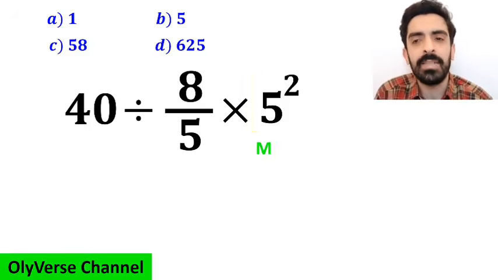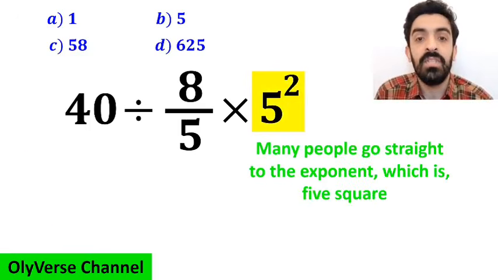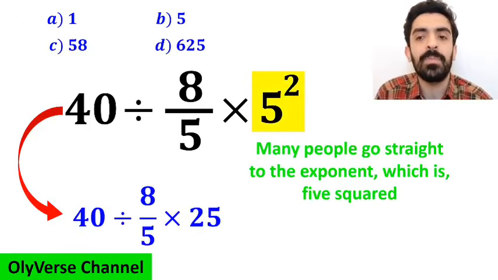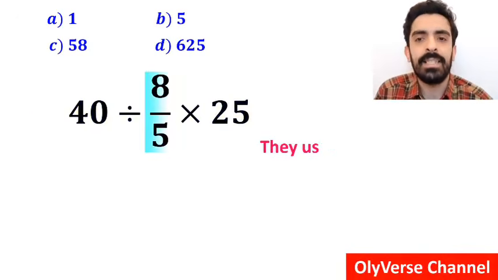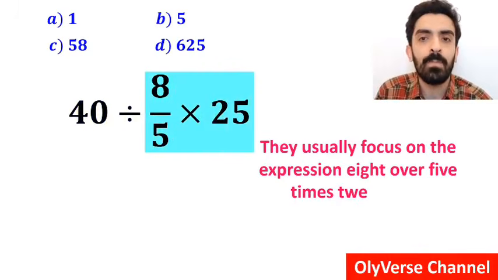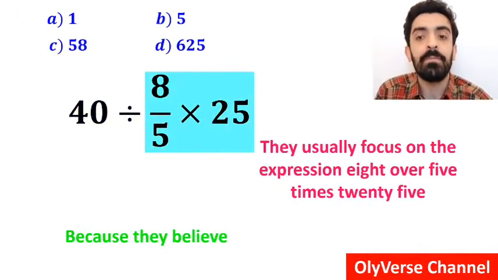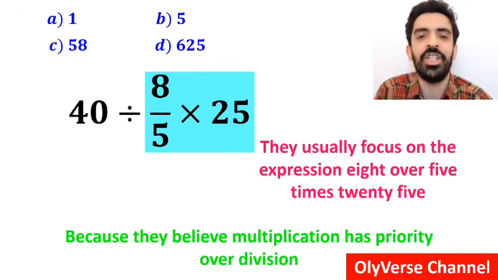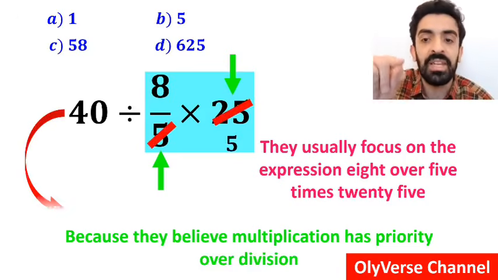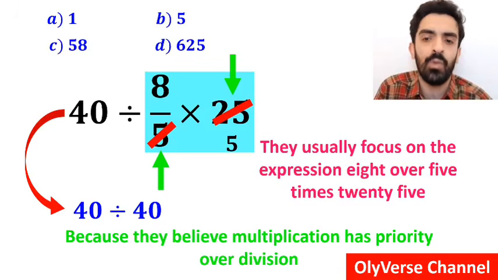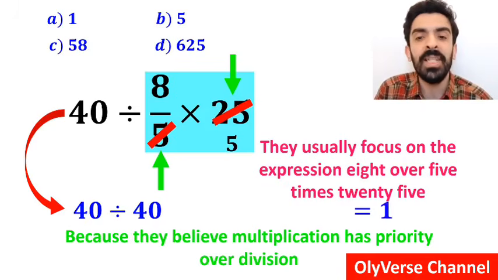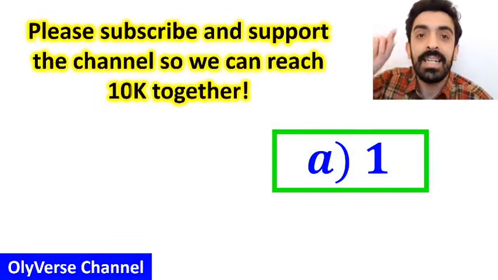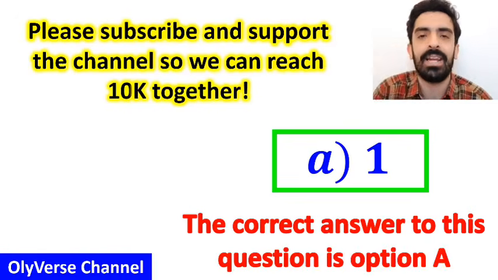In the first step of solving this question, most people go straight to the exponent, which is 5 squared, and simplify the whole expression to 40 divided by 8 over 5 multiplied by 25. In the next step, they usually focus on the expression 8 over 5 multiplied by 25 because they believe multiplication has priority over division. As you can see in the image, they very easily cancel out 25 with the 5 in the denominator and write this expression as 40 divided by 40, which ultimately gives them the answer 1. And without any hesitation, they quickly say that the correct answer to this question is option A.